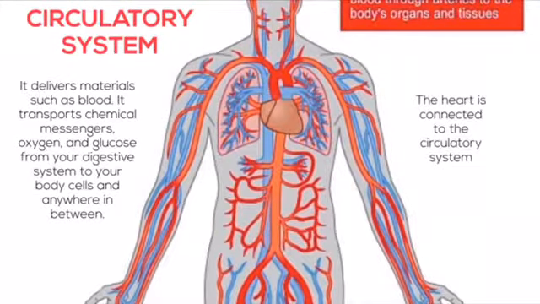It transports chemical messengers, oxygen and glucose from your digestive system to your body cells and anywhere in between. The circulatory system does not only deal with the needs, it also removes waste. The blood takes away waste from body cells and transports CO2 from body cells to your lungs.